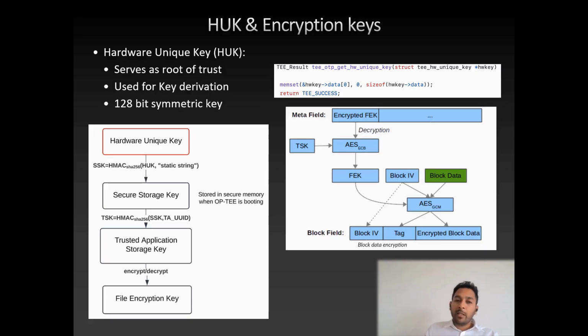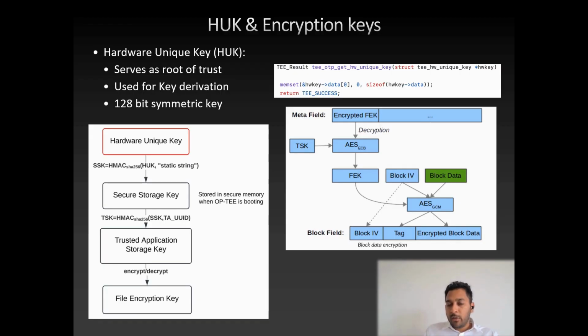Then it is further used to generate the trusted application storage key, which is a per trusted application storage key. So each trusted application will get its own key. This key is what's used to encrypt or decrypt the file encryption key. The file encryption key, at the end, is what's used to encrypt the actual block of data. So the file encryption key stays encrypted on the file system.